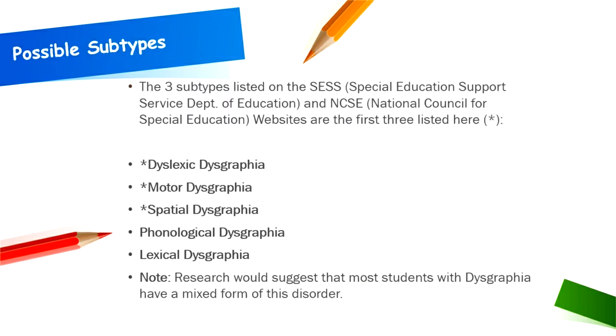There are different subtypes proposed, with the first three on this list being quoted by the SESS on their website and the NCSE. Dyslexic dysgraphia is where a person's spontaneous written work is illegible, copied work is reasonable, and spelling is bad. For these students, their finger tapping speed is normal. A person with dyslexic dysgraphia does not necessarily have dyslexia. However, dyslexia and dysgraphia appear to be unrelated but can often co-occur together.